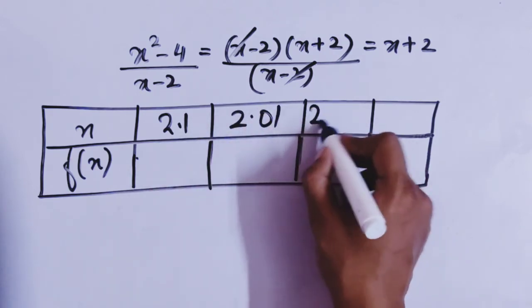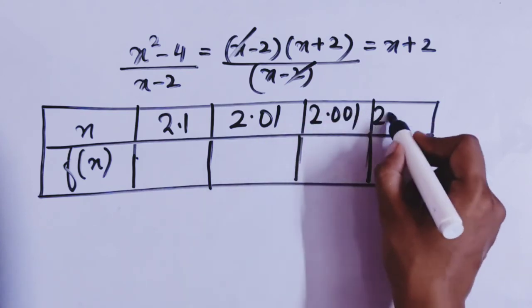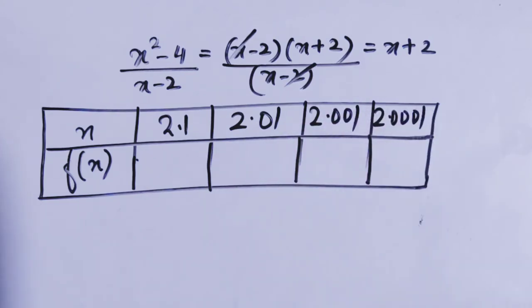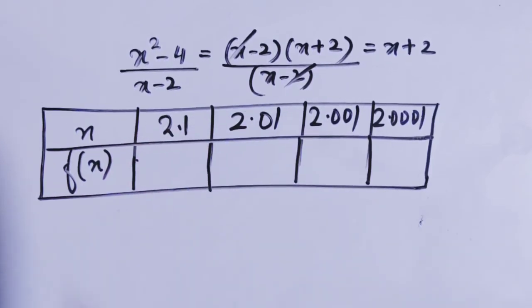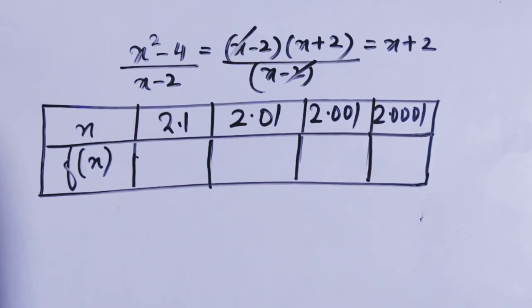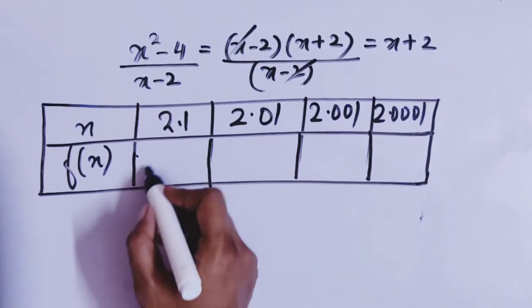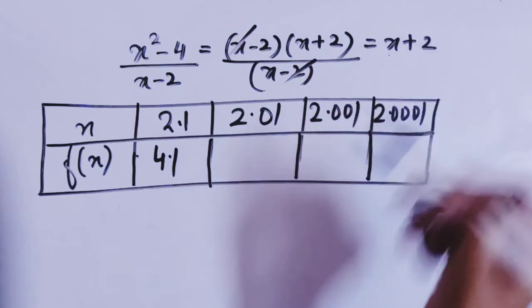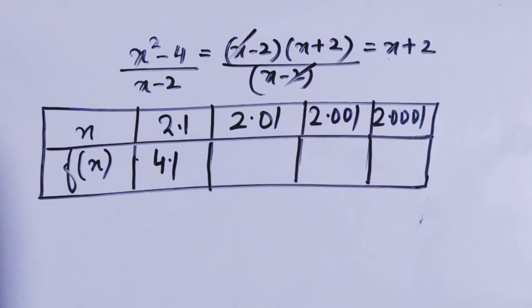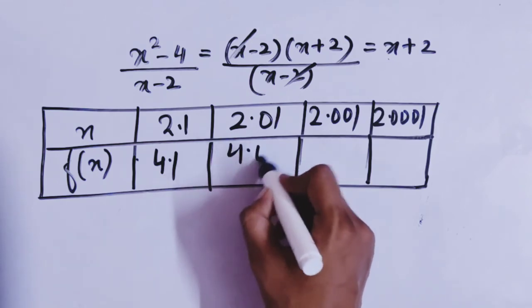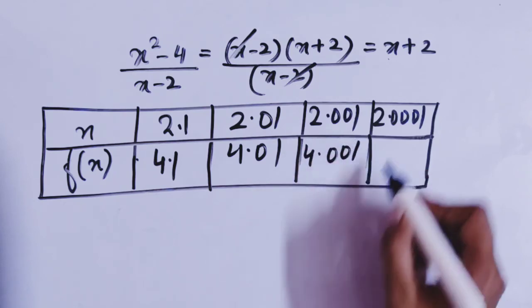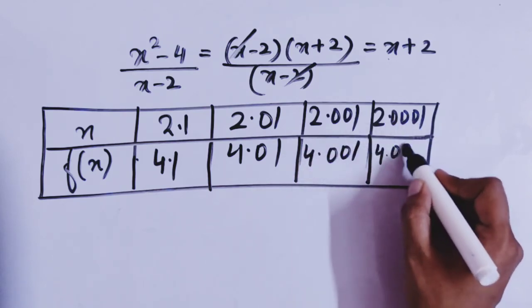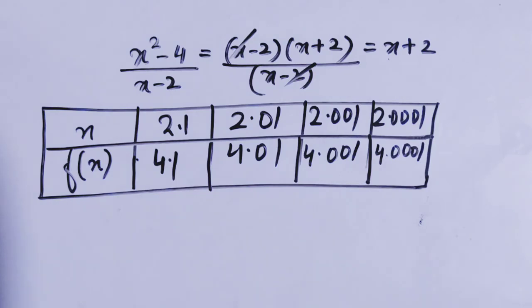Suppose I am taking over here 2.001. So now what will be the value of function at all these values? So when x is equal to 2.1, then what value you will get? You will get 4.1, 2.1 plus 2, 4.1. When value of x is 2.01, then what you will get? You will get 4.01. And when this is the value, what you will get? You will get 4.001. So what we are watching here?